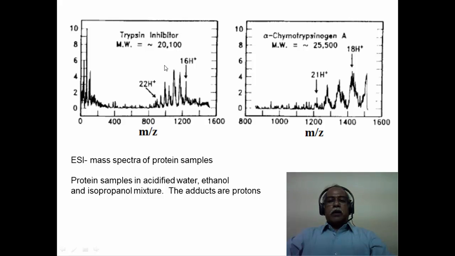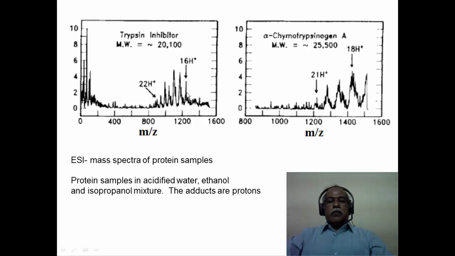What you are seeing is a molecular ion peak around 900. Sorry, this is not 900, this is 1000 or so, and 1200, corresponding to 16 protonated species and 22 protonated species. In other words, the M by Z value, Z is equal to 22 in this particular case, and Z is equal to 16 in this case. In between, you have 17, 18, 19, 20, 21, and so on. These are the multiply charged ions of this particular inhibitor.